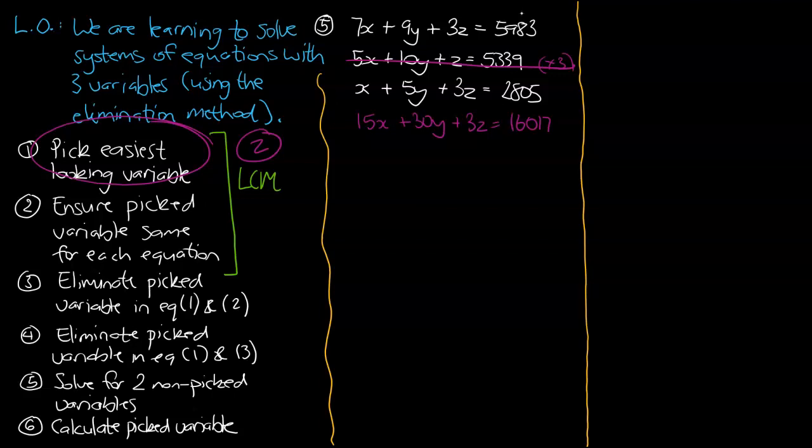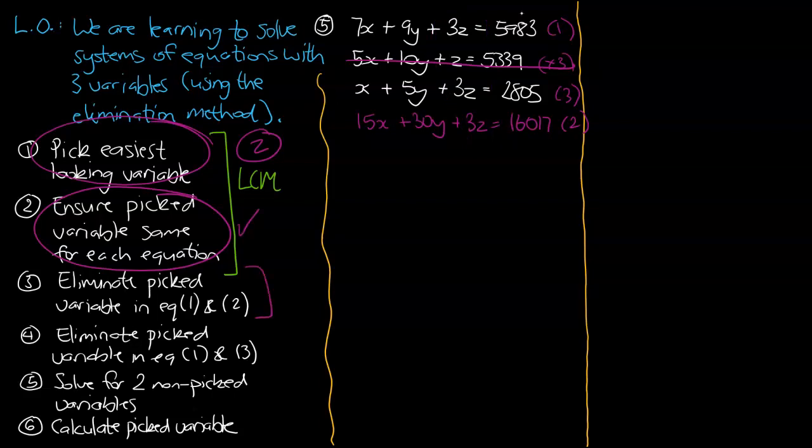So our equations now, it's going to be a bit annoying, but there's equation number 1. Equation number 2 is now down the bottom because we've changed it, and equation number 3 is up the top there. So the same variables are all good because those z's are all 3z. So that's a big tick.